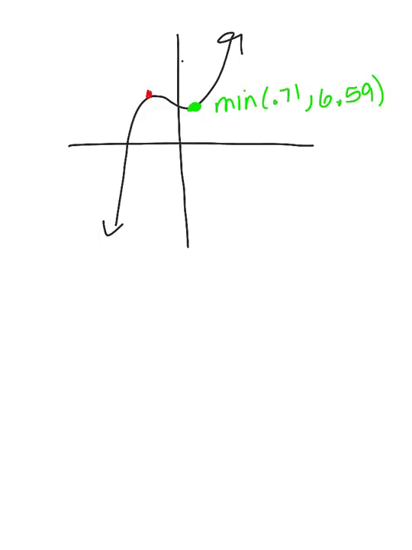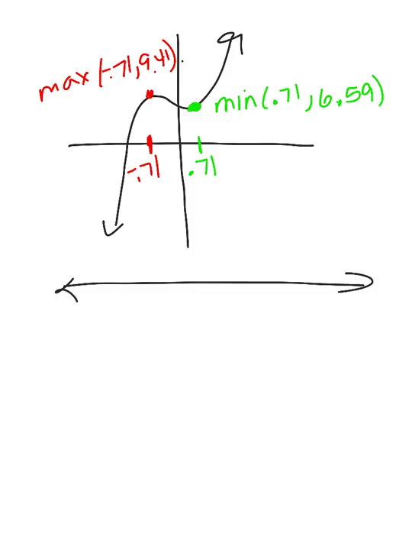So here's my max here. And that is negative 0.71 comma 9.41. What I want is this value on my x-axis, which is negative 0.71, and this value here on the right side, 0.71. Remember, we draw a number line right underneath. So you're going to put negative 0.71 right underneath where it is on the x-axis, and 0.71.